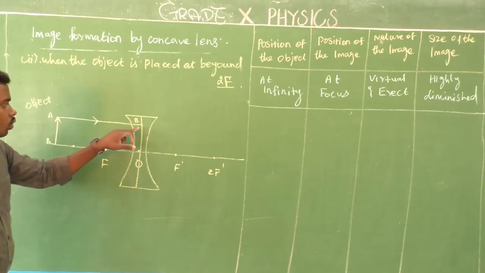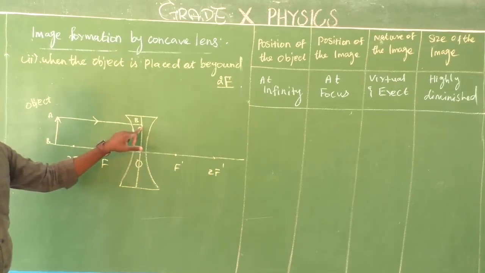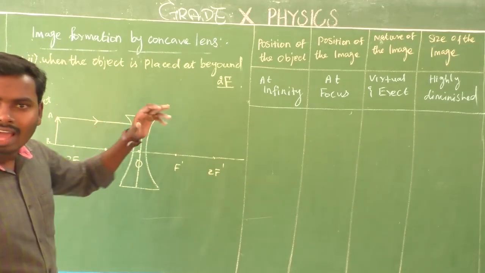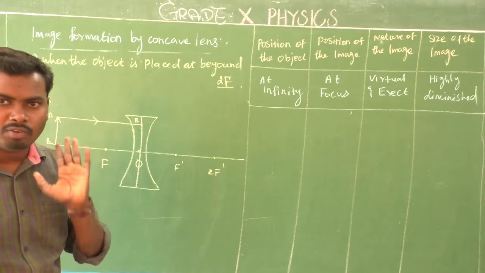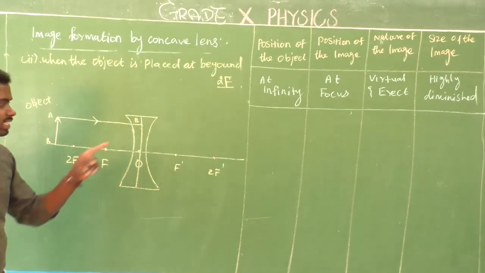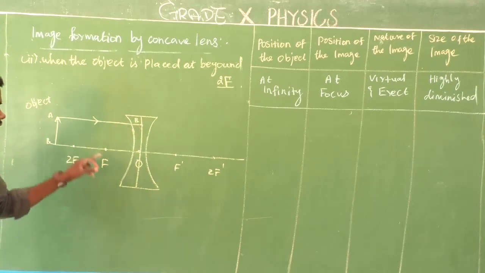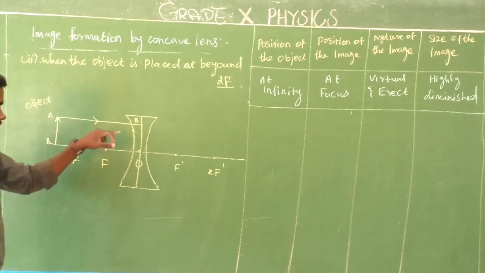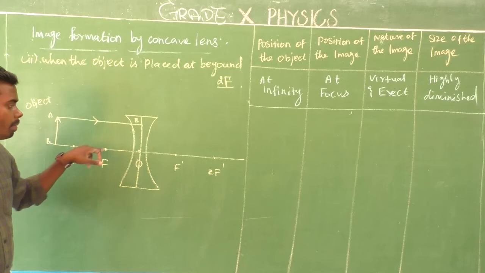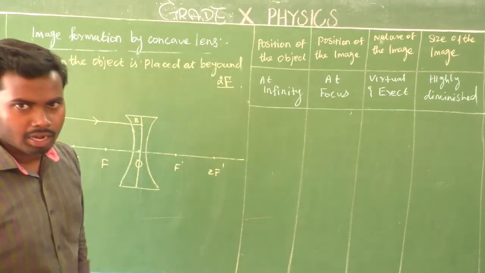Refraction takes place inside the concave lens at the point B. After refraction, the direction of the ray of light should change. That is the principle of refraction. Now we can use the first rule of concave lens image formation. What is the first rule? A ray of light which is parallel to the principal axis of a concave lens appears to come from its focus after refraction.